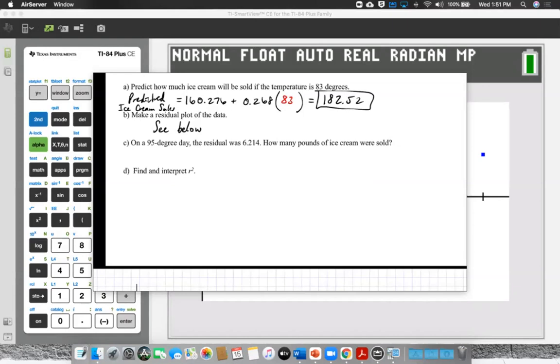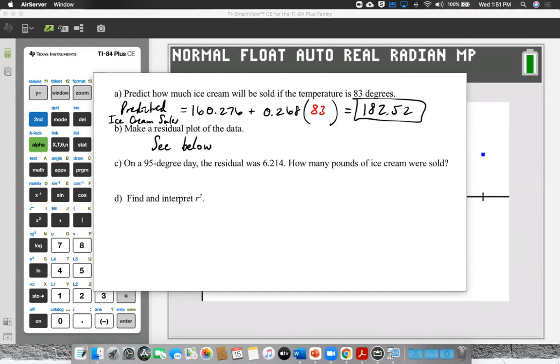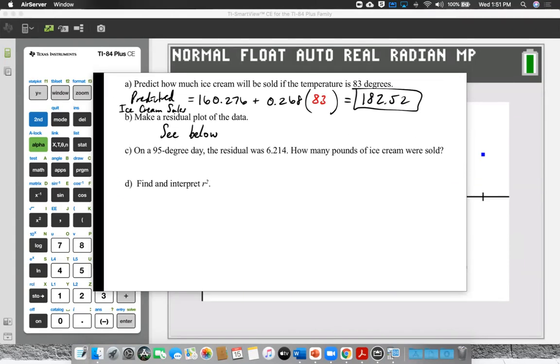How do I do letter C? It's kind of different. They give me the residual, they give me the answer. I have to figure out how many pounds. I put 95 into the residual formula, I pick that answer, and I just added 6 to it because the residual is 6. So the prediction was 100. Yeah, I rounded up to 2. Yeah, that's exactly what you do.